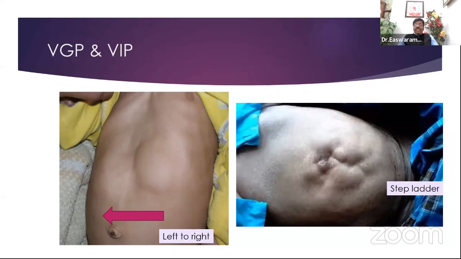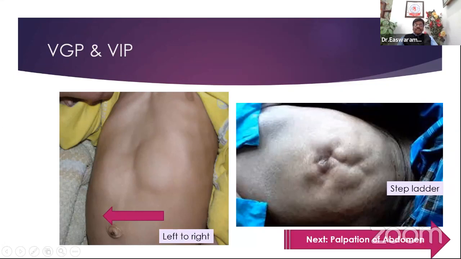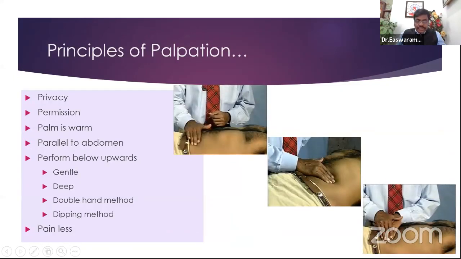Whereas if you have an intestinal problem like a chronic subacute obstruction of the small bowel, then you have a step ladder pattern. So you see one wave appearing in the right iliac fossa, moving upward like this, or moving down like that. So you'll see a step ladder pattern. Okay. Now coming to the palpation.